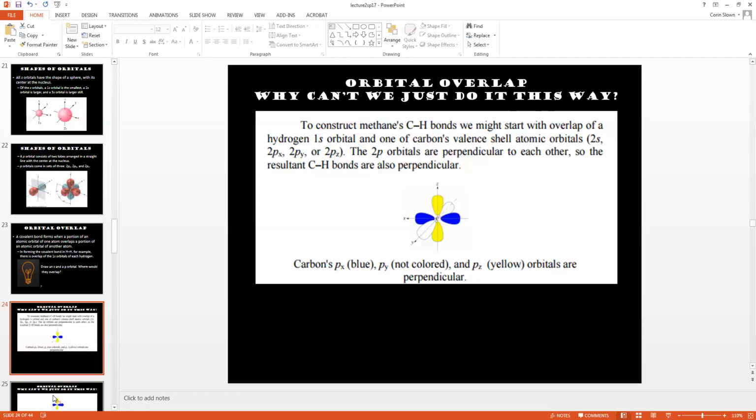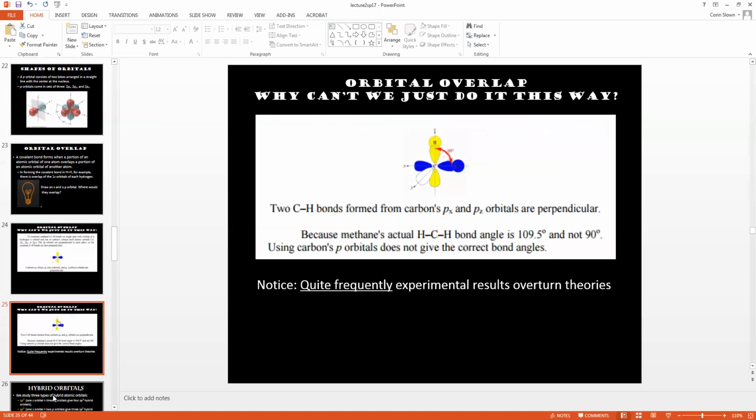If we think about constructing methane C-H bonds, we might start with an overlap of a hydrogen 1s orbital and one of carbon's valence shell atomic orbitals. In this case, carbon's p orbitals are colored blue and yellow, and they're all perpendicular to each other. The 2 C-H bonds formed from carbon, you would think would be perpendicular, but we actually know that methane's actual H-C-H bond angles are 109.5, not 90 degrees. So using carbon's p orbitals doesn't give the correct bond angles.